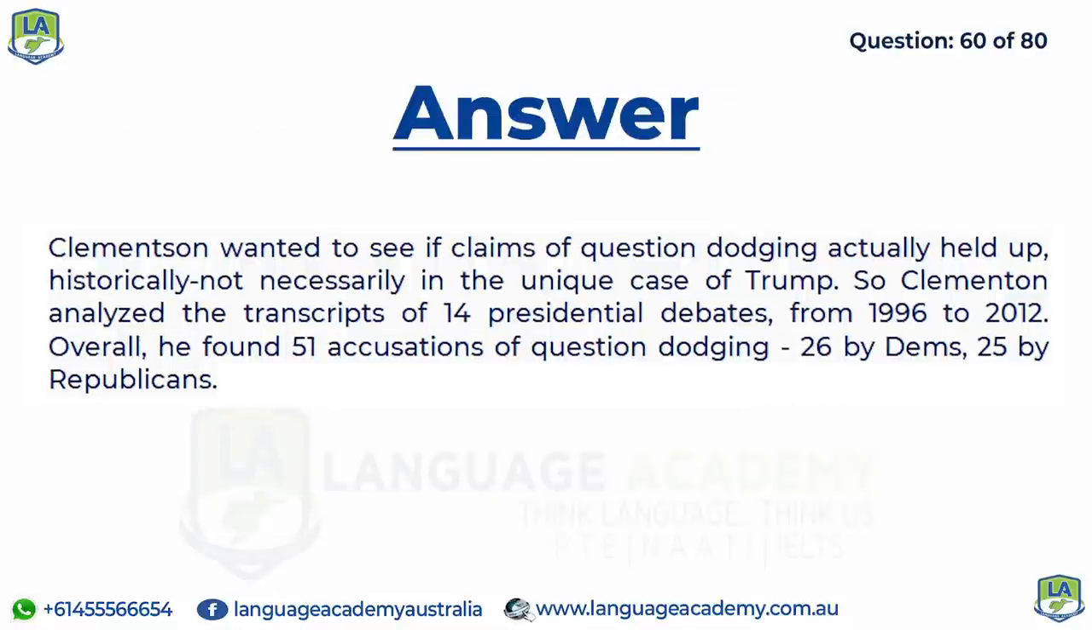Clemenson wanted to see if claims of question dodging actually held up, historically, not necessarily in the unique case of Trump. So Clemenson analyzed the transcripts of 14 presidential debates, from 1996 to 2012. Overall, he found 51 accusations of question dodging, 26 by Dems, 25 by Republicans.